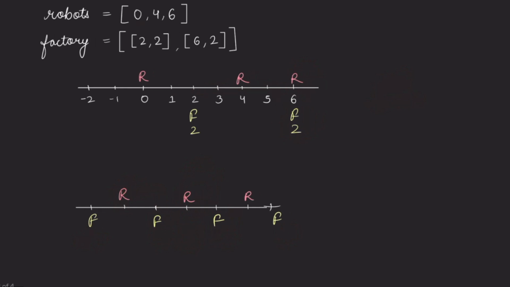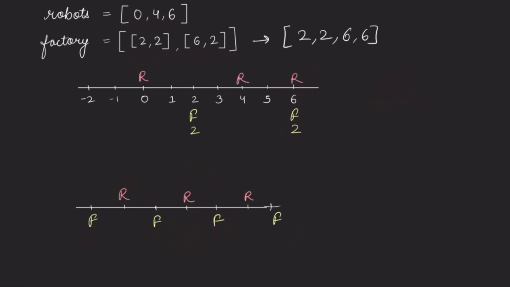So since we want to assign a robot to the nearest factory, what we are going to do is, in the input we are given robots like this and factories like this. For simplicity, we will flatten this 2D array into a 1D array. That is simple. The first factory is at position 2 and its limit is 2, so we will keep its position 2 times, which is 2, 2. Then this factory is present at position 6 and its limit is 2, so we will keep 6, 6 twice here.